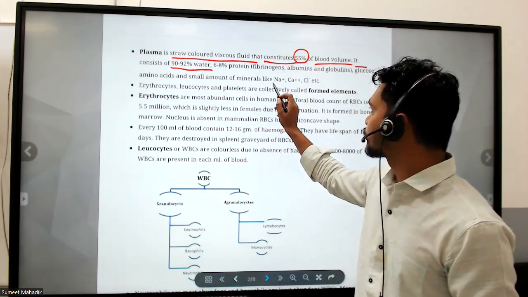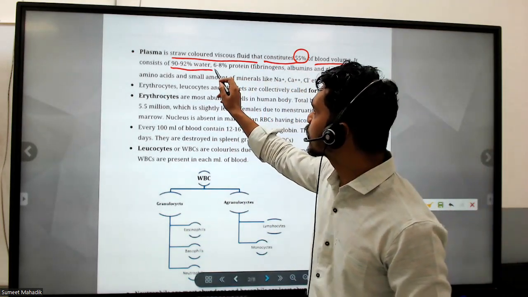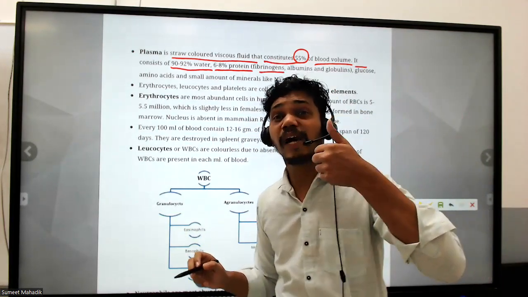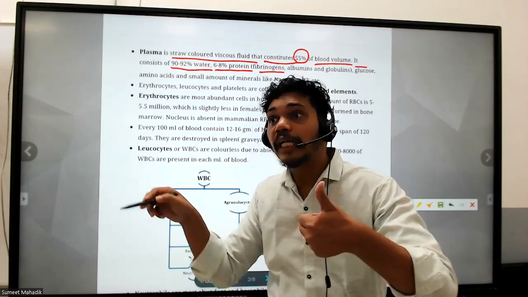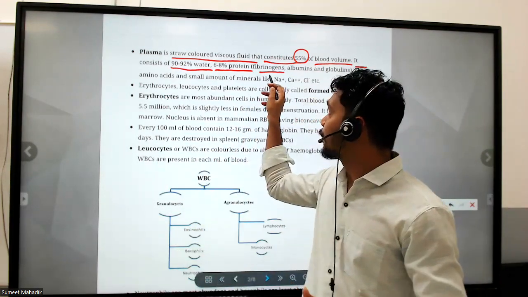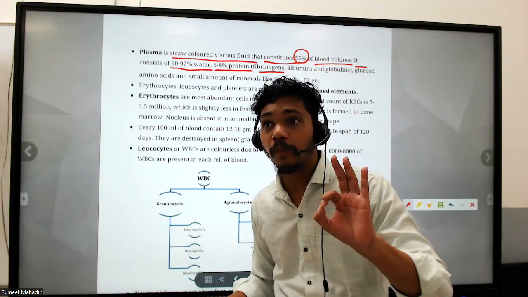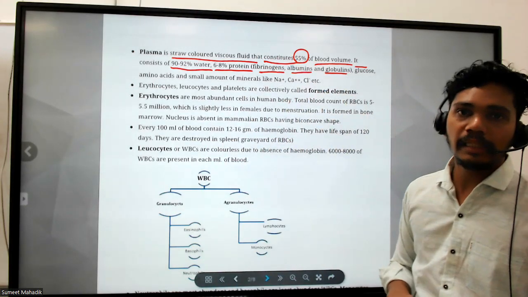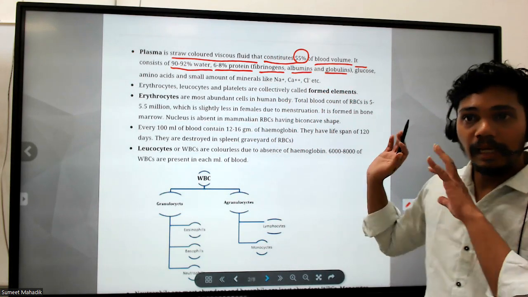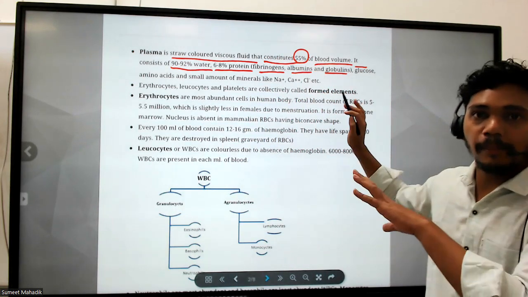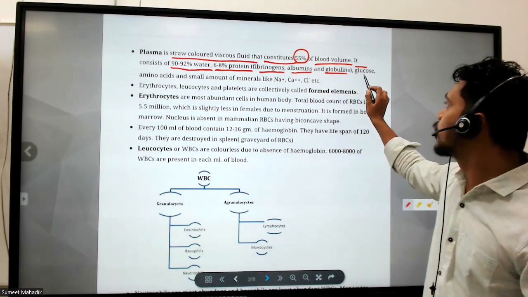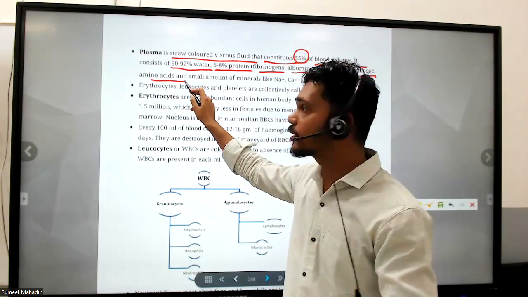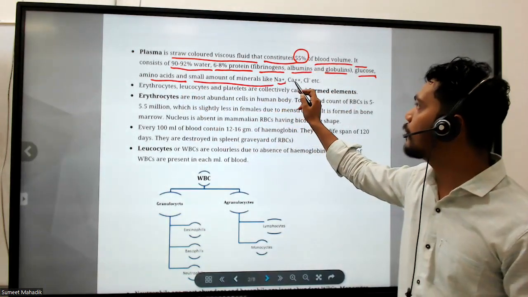Okay, so tell me one thing: 6 to 8% protein. What kind of protein? Fibrinogens. Fibrinogen is a fiber-like structure required for clotting. So vitamin K along with the fibrinogens is required for clotting in the case of platelets. Okay. Then albumin and globulins are the immunological proteins. They play an important role in the immunity. Then glucose, obviously for energy purpose, amino acids for the synthesis, and small amounts of minerals like sodium, calcium, chloride.